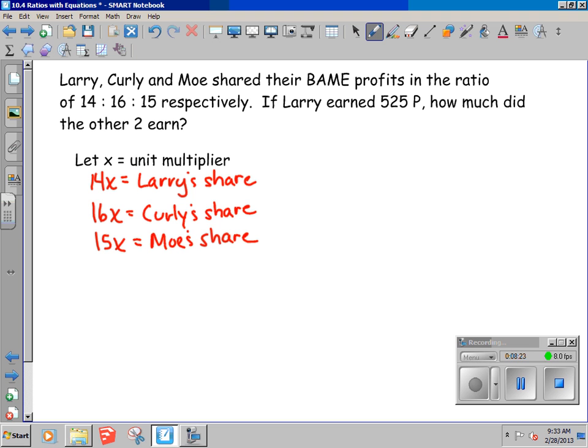Now we should be able to write an equation. Be careful. Every problem is not the same. This problem is different than the last one. What do you think you would put for the equation for this one? Jack? 14x equals 525, because that's how much Larry earned. Yeah, be careful. This is just what Larry earned, so Larry's expression is 14x. So 14x equals 525. Good job, Jack. A lot of kids will just right away do 14x plus 16x equals 525.